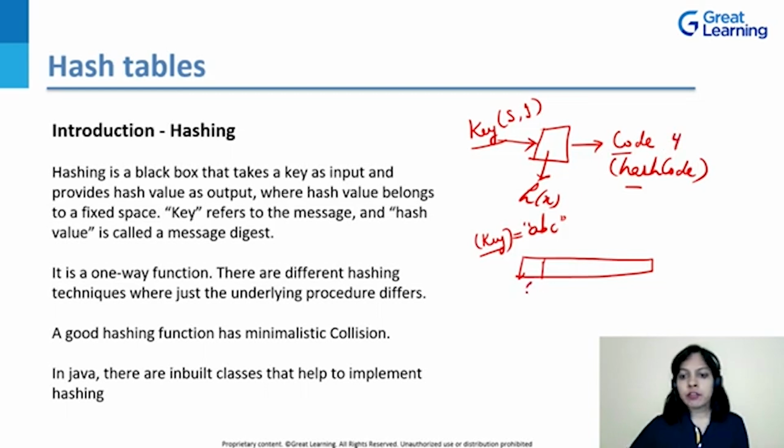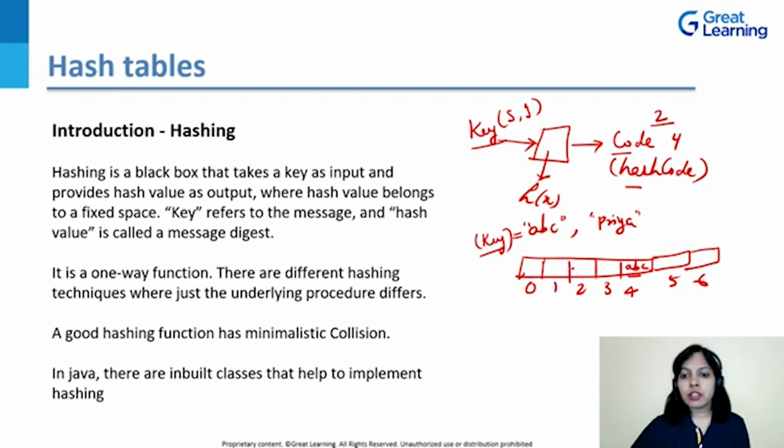So starting from 0, 1, 2, 3, 4, and suppose there is more storage space here, 4, 5, 6 and so on. At the fourth location we'll store the data of the student ABC. Getting it? Next, suppose there is another student whose name is maybe Priya. The name Priya will be the key. It will be passed to this hash function, and the output we get out of this hash function is suppose 2.